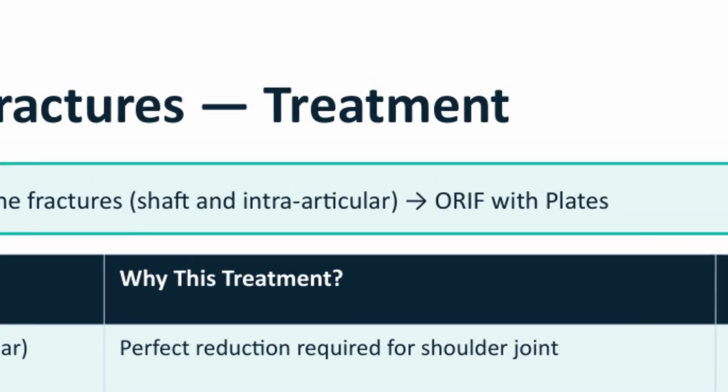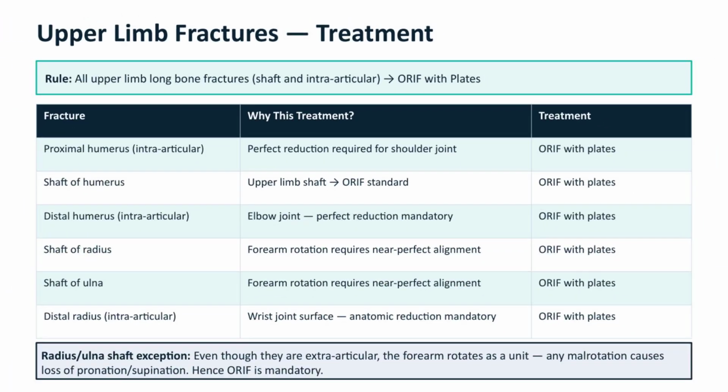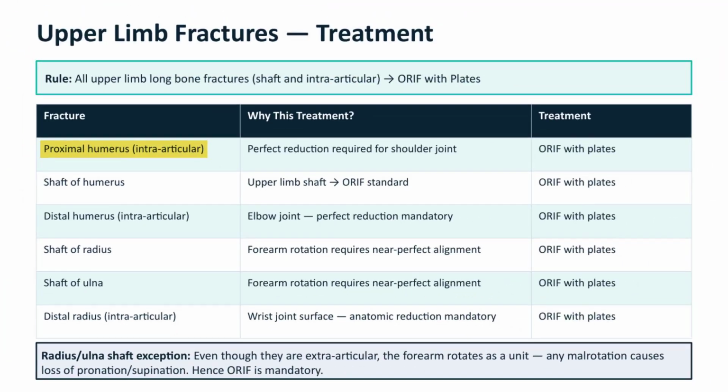For upper limb long bone fractures of the shaft, the treatment is also ORIF with plates. This applies to the proximal humerus, which is intra-articular, the distal humerus, which is intra-articular, the shaft of the humerus, the shaft of the radius, the shaft of the ulna, and the distal radius, which is intra-articular. All of these are treated with ORIF using plates.